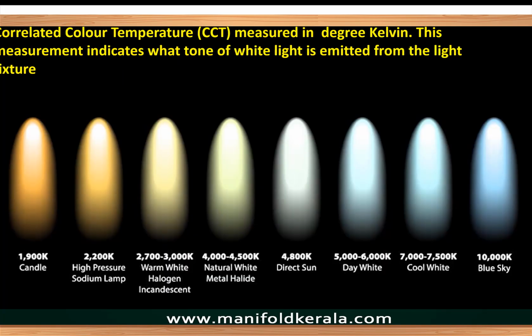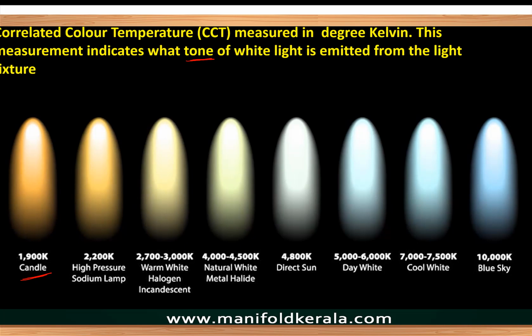Understand? Next one is CCT, correlated color temperature. CCT means correlated color temperature. It is measured in degrees Kelvin. This measurement indicates what tone of white light is emitted by the light fixture. You can see when the CCT value is 1900 Kelvin, that is usually a candle, it emits a yellow light. The light color is yellow.